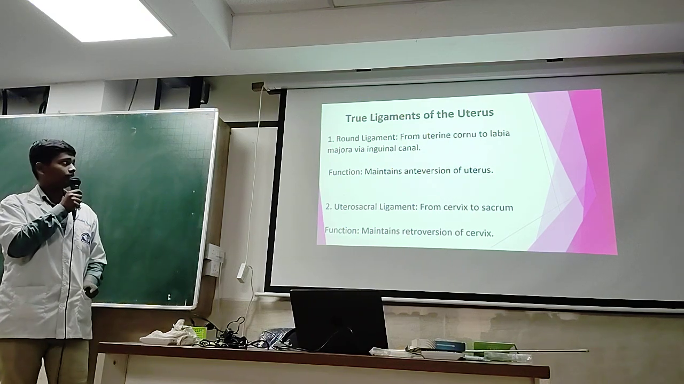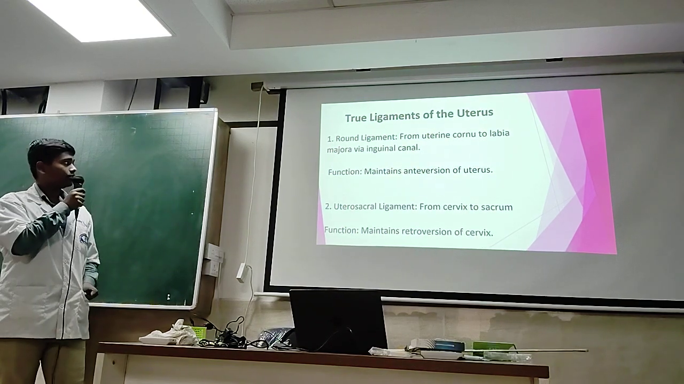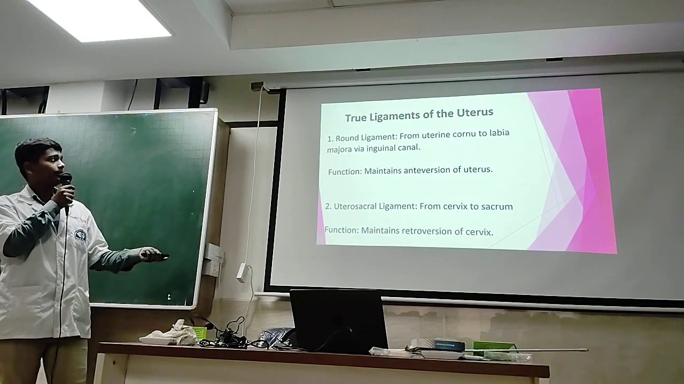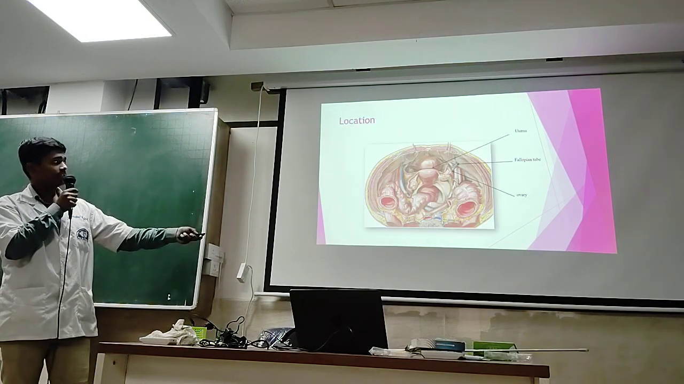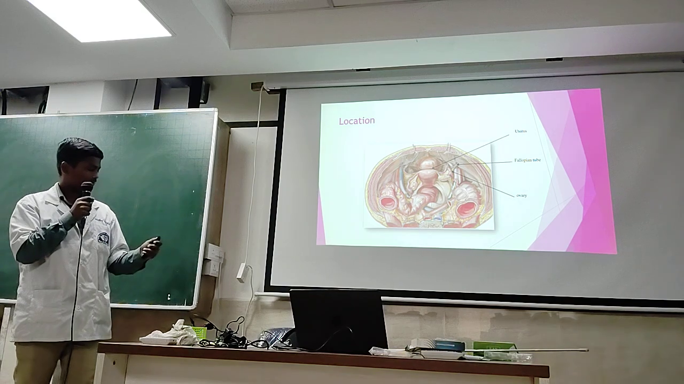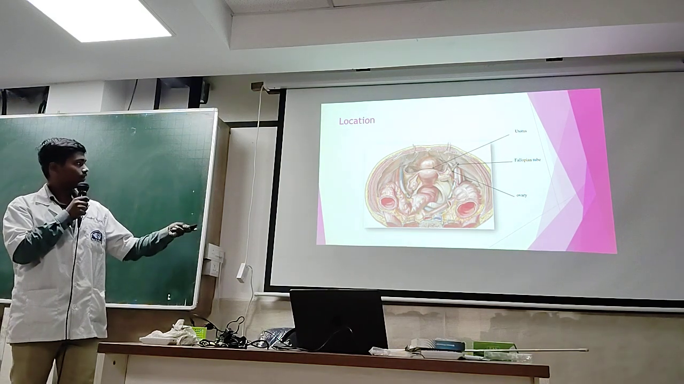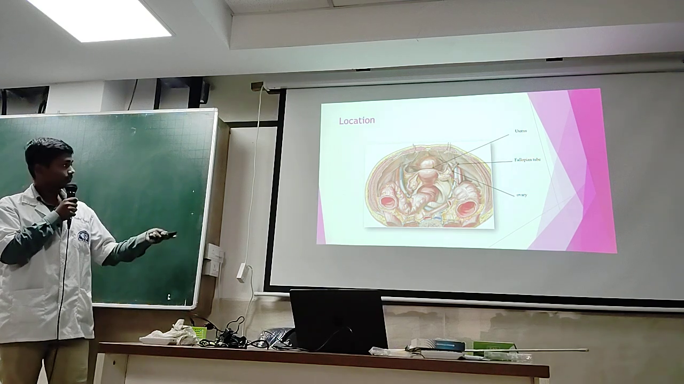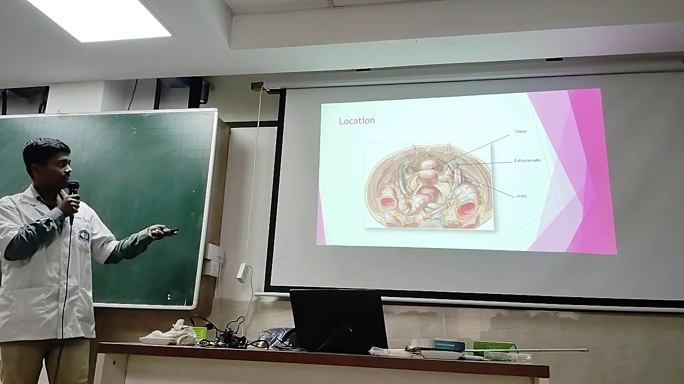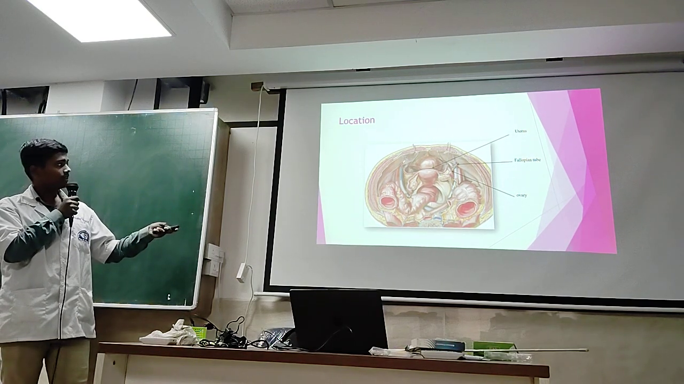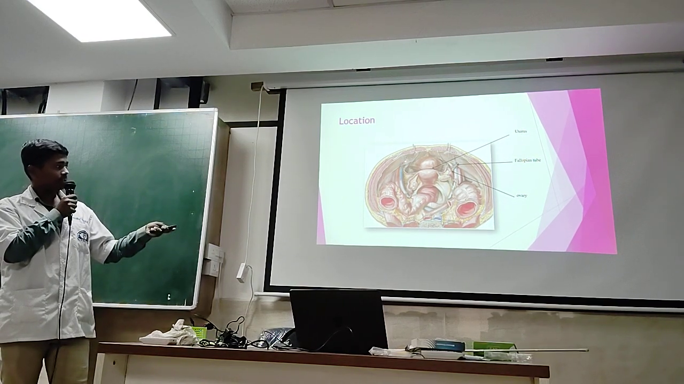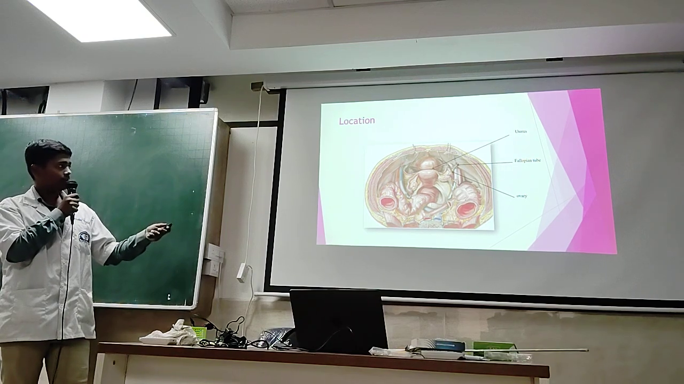Firstly, the true ligament. The round ligament extends from the uterine cornu to the labia majora via the inguinal canal. We will see it in the diagram. This is the uterus and this is the urinary bladder, and the ligament extending from the uterus, here we can see the internal opening of the inguinal canal, and it extends to the labia majora. This is the round ligament of the uterus.